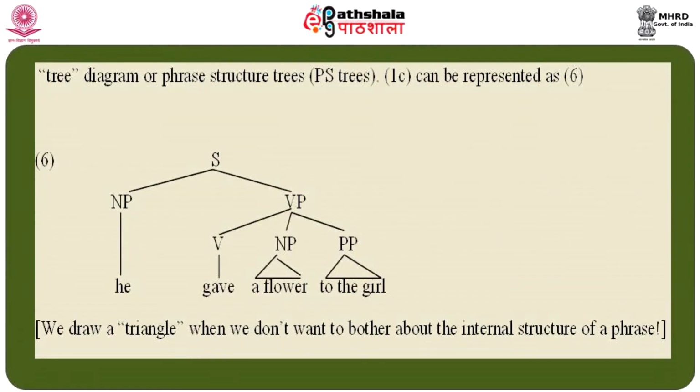We can represent the structure of a sentence also by drawing a tree diagram. Such diagrams are called phrase structure trees. Thus, the sentence he gave a flower to the girl can be represented as in 6 on the screen. The phrase structure tree has triangles which are written when we don't want to bother about the internal structure of a phrase. For example, to the girl, we do not want to analyze its internal structure: to, and then the girl, the and girl.